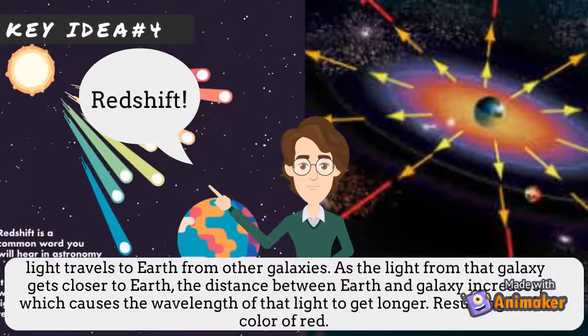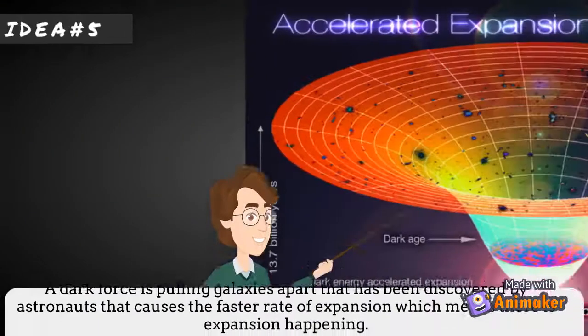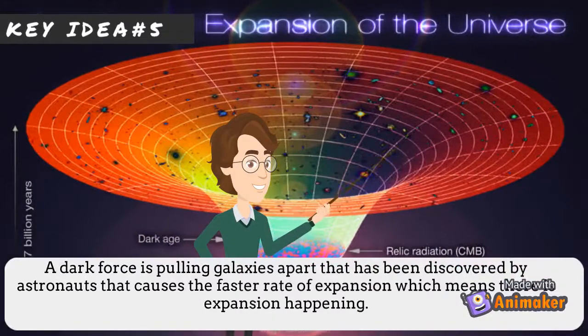Key idea number 4. Redshift. Light travels to Earth from other galaxies. As the light from that galaxy travels, the distance between Earth and the galaxy increases, which causes the wavelength of that light to get longer, resulting in the color red. And lastly, key idea number 5. A dark force is pulling galaxies apart, discovered by astronomers, that causes a faster rate of expansion, which means there's an expansion happening.